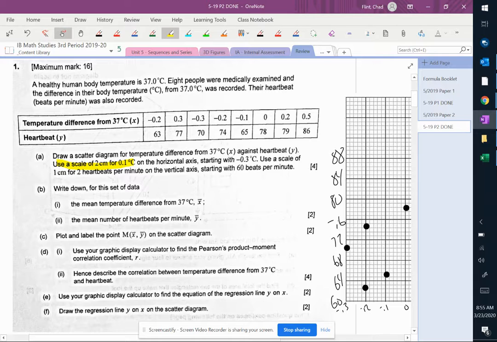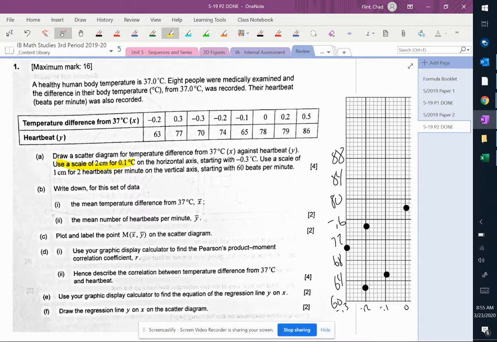That means you should be going 2 dark lines. I could only go 1 because it didn't fit on my graph, but you want to remember that 1 centimeter is 1 block on the IB graph paper. And then it says use a scale of 1 centimeter for 2 heartbeats. Again, that didn't fit because I've only got a partial piece of graph paper, so I used 1 centimeter to do 4. But you want to make sure you follow what they say.